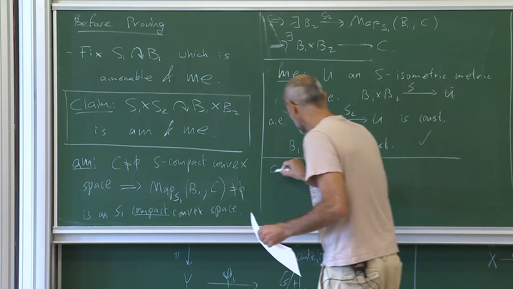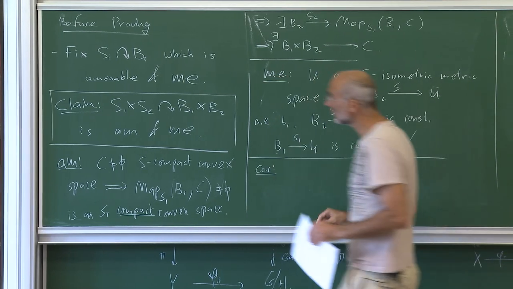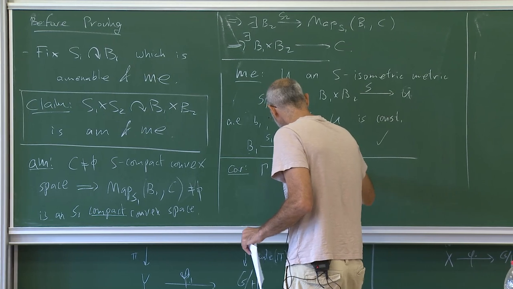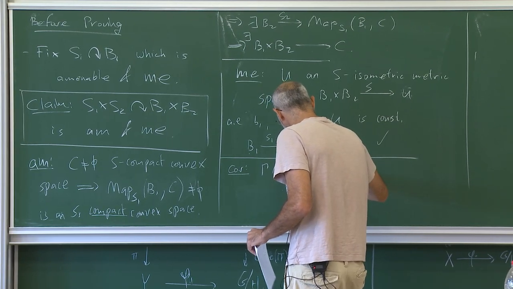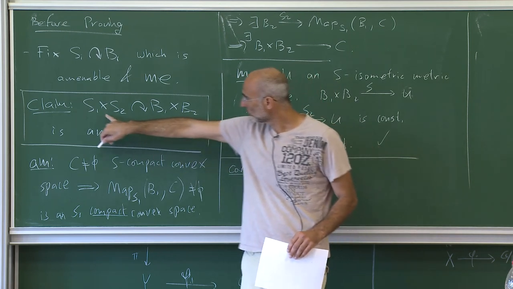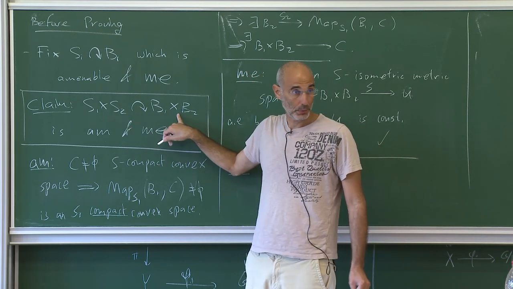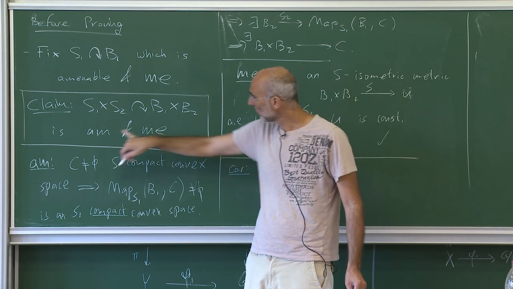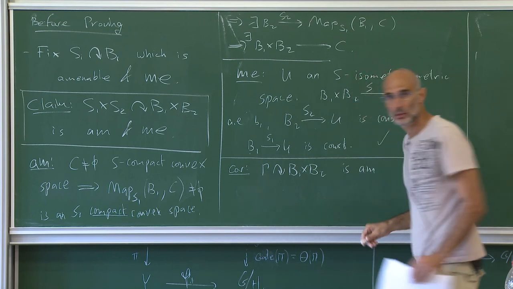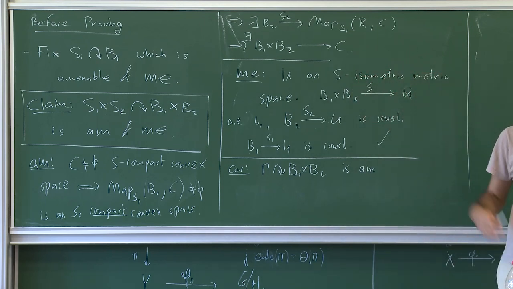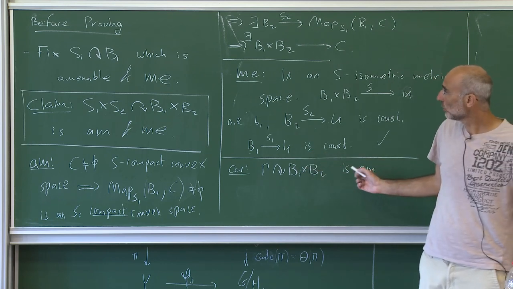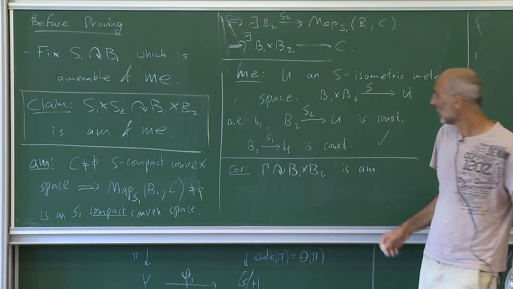So, corollary, I already said that it's a general fact that if you have a group acting amenably on a space, then each closed subgroup acts amenably as well. That's a general fact, due to Zimmer, in fact. It's rather easy to show, but I will not go into it.